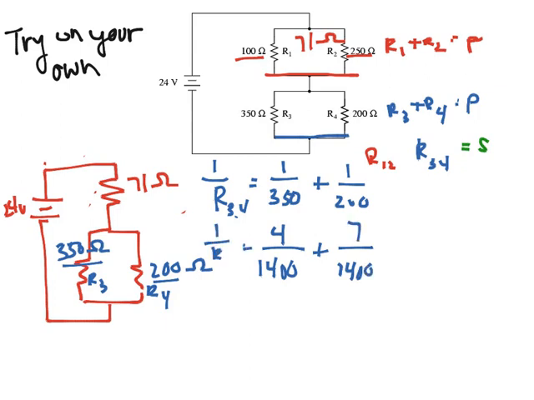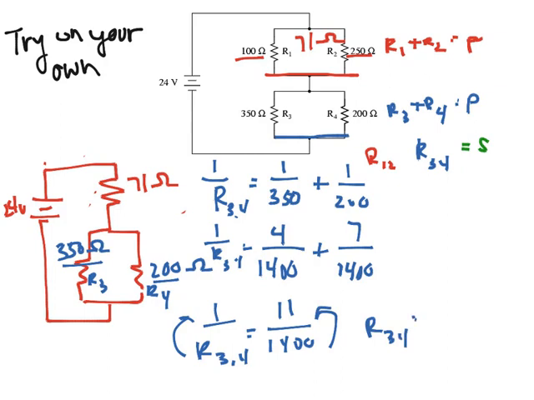Remember, this is all equal to R3,4. Add those, you get 11 over 1400. And then flip them. So that's R3,4 is equal to 1400 divided by 11, which is about 127 ohms. That is our R3,4. Again, I'm going to eventually erase all this.